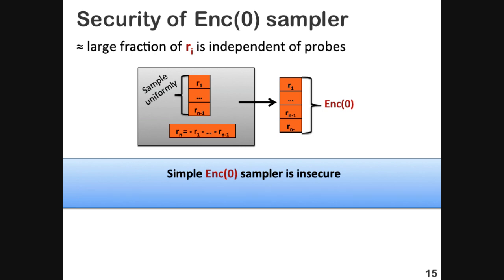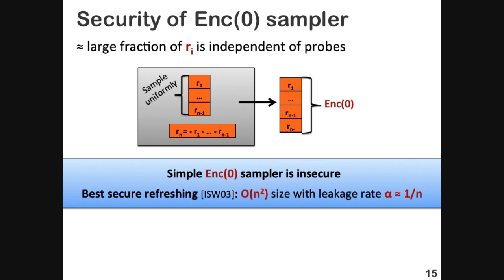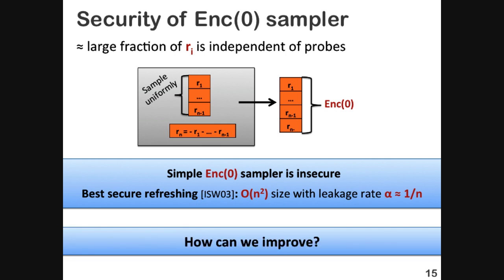Unfortunately, this simple encoding of zero sampler doesn't satisfy the property that I just described. Moreover, if you instantiate a refreshing scheme using this sampler, then the scheme becomes actually insecure. The best secure refreshing that achieves perfect security is due to ISW, which has O(n^2) size and a leakage rate of alpha approximately 1/n. So how can we improve this?